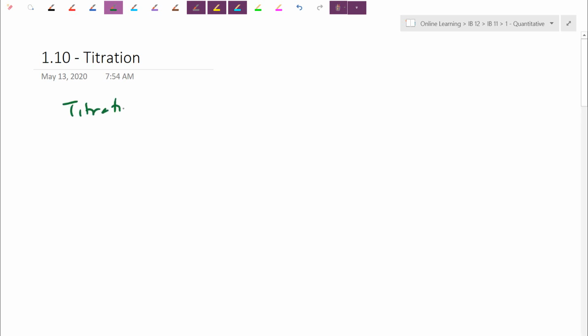Titration, the goal of it is, like I mentioned, to find an unknown concentration. Usually the titrations that we do are going to be acid-base titrations, but that could be generalized to a redox titration, it could be a chloride titration, solubility titration, but the goal is the same. I'm going to try to find the unknown concentration.